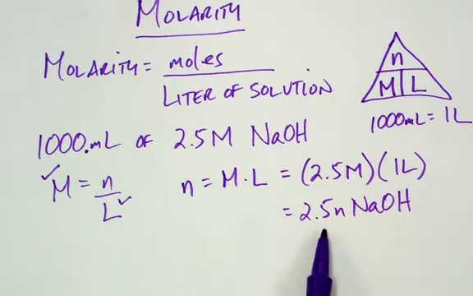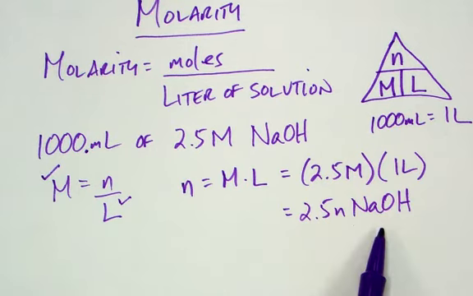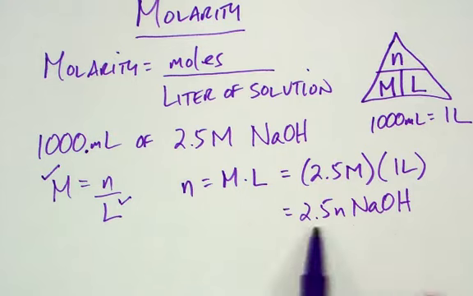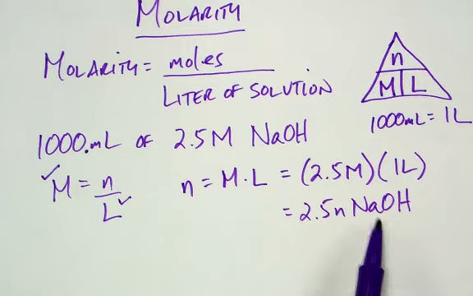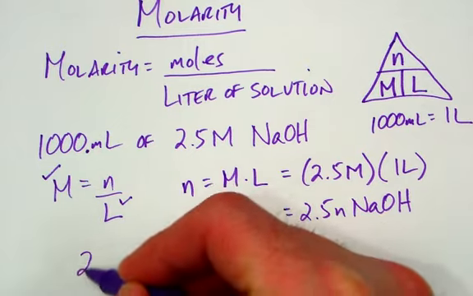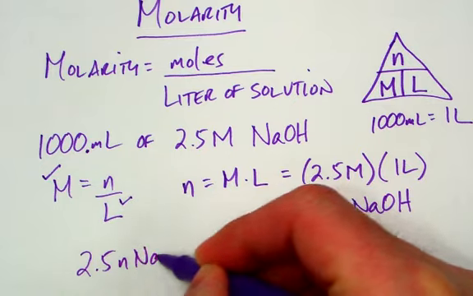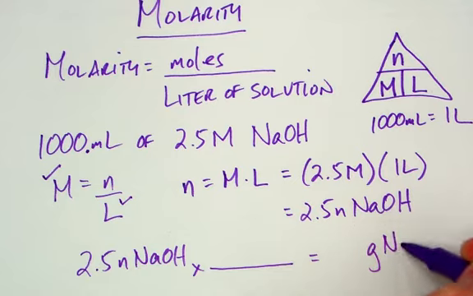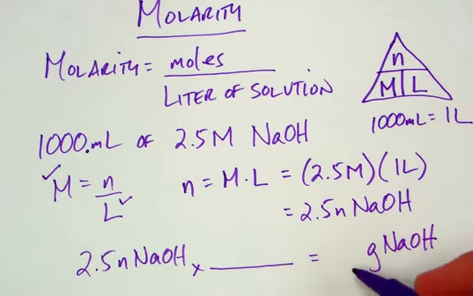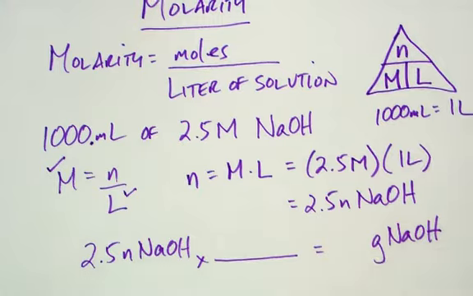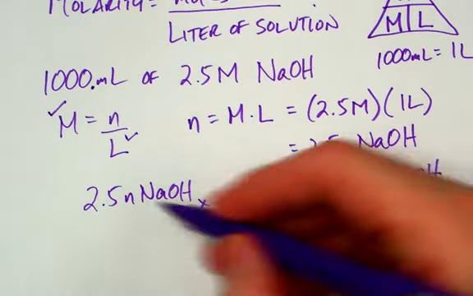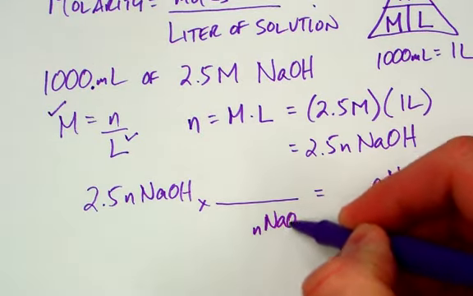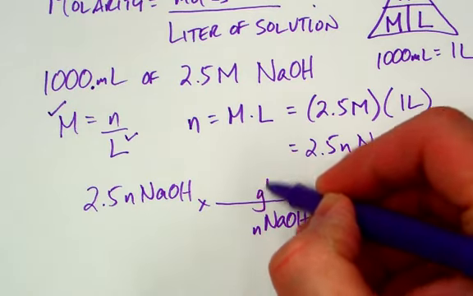Now, this is great because now a chemist knows how many moles of that chemical they need. And so what they would then do is take this number of moles and convert it into grams. So I'm going to take this 2.5 moles of NaOH, and we're going to solve for grams of NaOH. So I'm going to put moles NaOH on the bottom, grams NaOH on top.